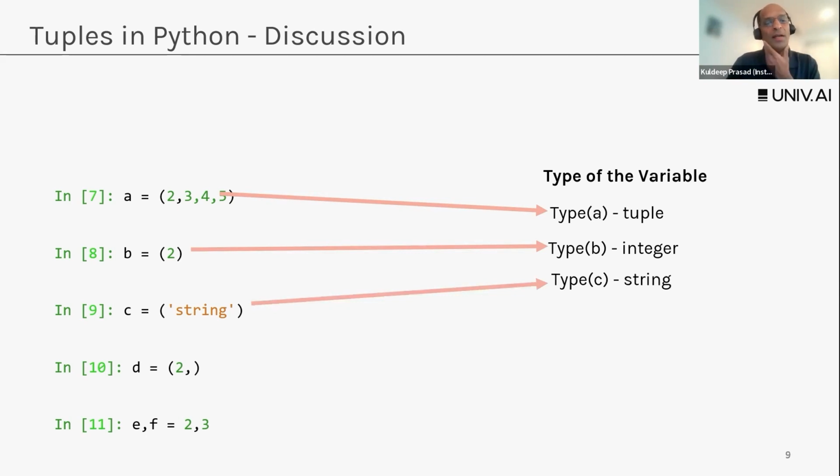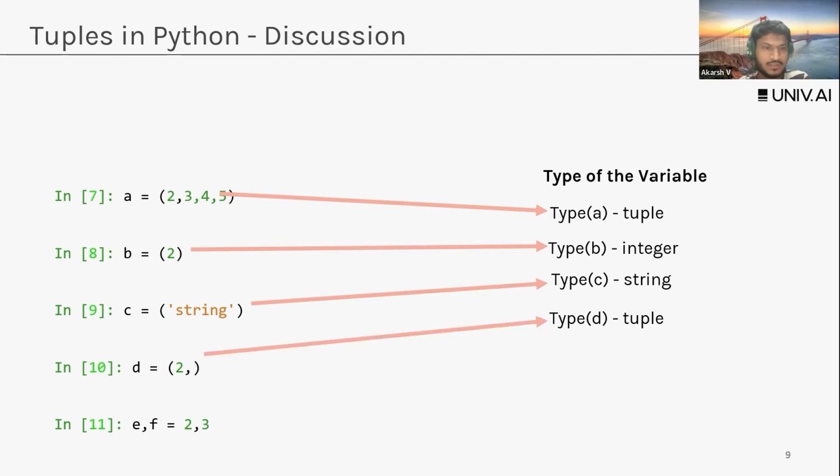Does everybody understand why type of C is a string? Yeah. Yes. What is the type of D? Tuple. Type of D. What is the type of E and type of F? Integer. Type of E is tuple.